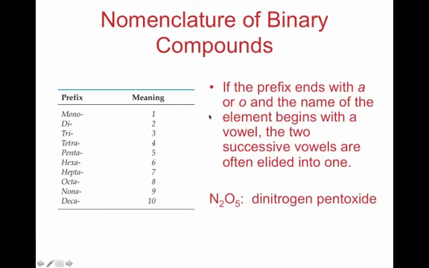If the prefix ends with an A or an O, and the name of the element begins with a vowel, the two successive vowels are often elided into one. For example, we have two nitrogen, so dinitrogen, and 5 oxygen, so we have oxide. 5 is penta. We're not going to have pentaoxide. We're going to get rid of one of those. So we would end up with pentoxide. Dinitrogen pentoxide. Pent meaning 5 oxygens, di meaning 2 nitrogens. And that's molecular nomenclature.